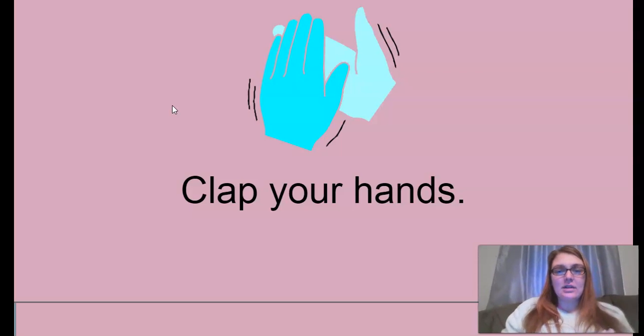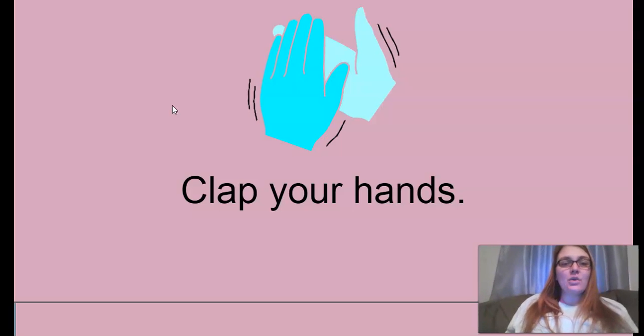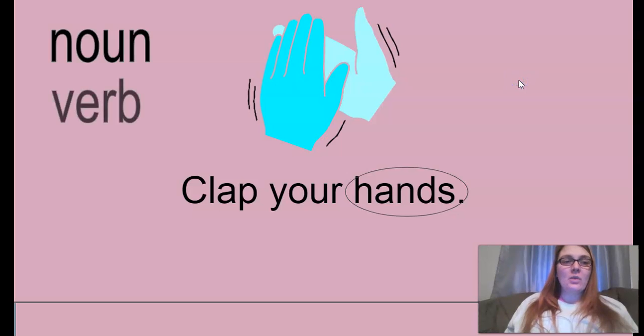Clap your hands. Okay, in the phrase clap your hands, we have an action, which is a verb, and we have a noun, which is a person, place, or thing, in this case, a thing. So take a second and think, which word is the noun? Yes, hands, and hands is actually a plural noun because it has an S at the end, meaning more than one hand. Okay, and which is the verb? Yes, clap is the verb, and we're going to show that by using a squiggly line underneath the word, because a verb is an action word, and the squiggly line kind of shows us motion.